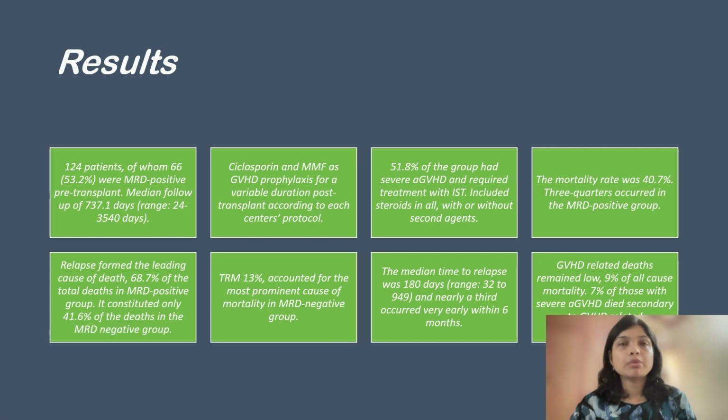The median time to relapse was 180 days and nearly a third occurred very early within 6 months. GVHD-related deaths remained very low, 9% of all-cause mortality, and was spread evenly across MRD positive and negative group. 7% of those with severe acute GVHD died secondary to GVHD-related complication.